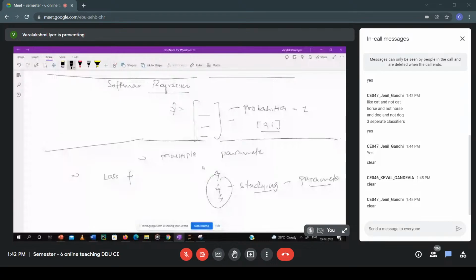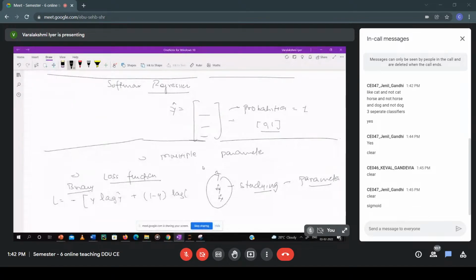So if you remember, what was the loss function in the case of binary logistic regression? The loss that we had is minus of y into log of y hat plus 1 minus y into log of 1 minus y hat. Yes, right. In sigmoid, this was our loss function.